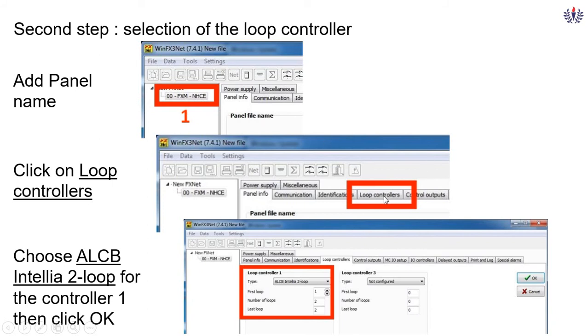Now we are going to click on the loop controller. Once we click the loop controller, there will be various types of ALCB interlock controllers. We are operating on two loops, so we want to select from this drop down list for the controller. So loop controller 1 we are going to do, and we have number of first loop and last loop, we are giving the names, and total number of loops is 2. So two loops we are going to select here, and we are going to name them loop 1 and loop 2. The loop 3 cannot be configured, and we are going to click OK.